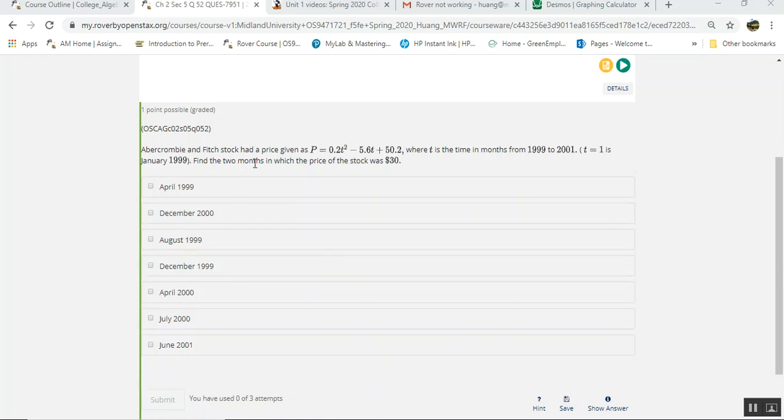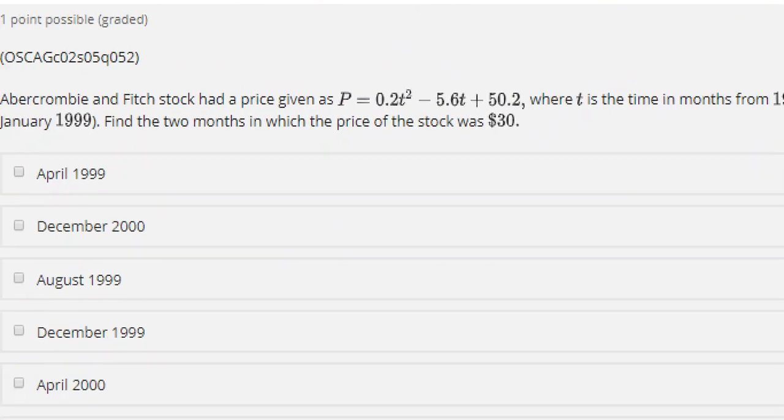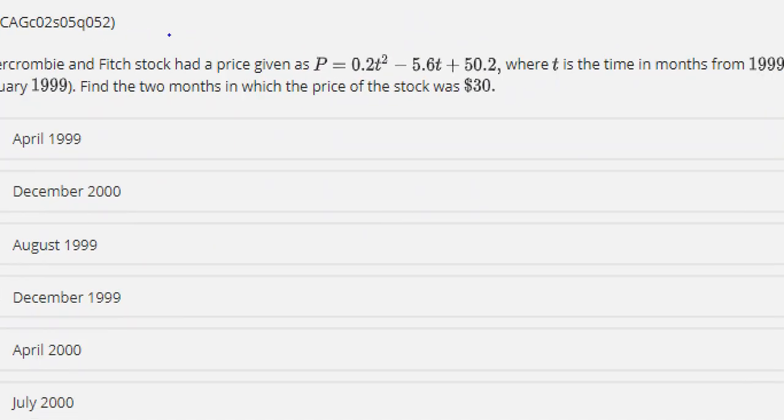Hi guys, let's take a look at this problem. So we are interested in a stock price. This is the model for the price of this stock. Now this is a quadratic equation.